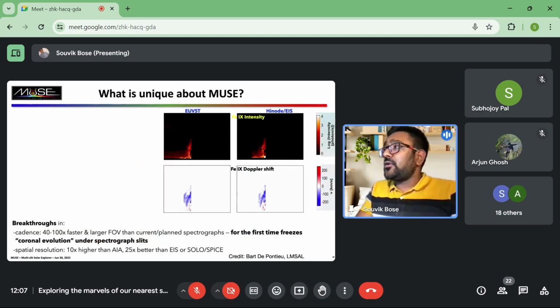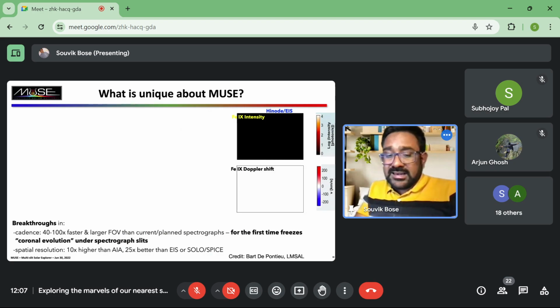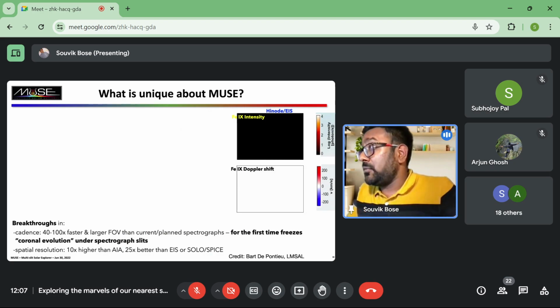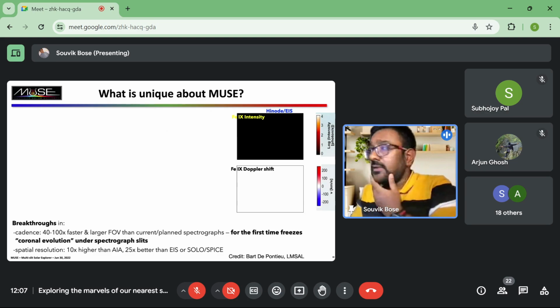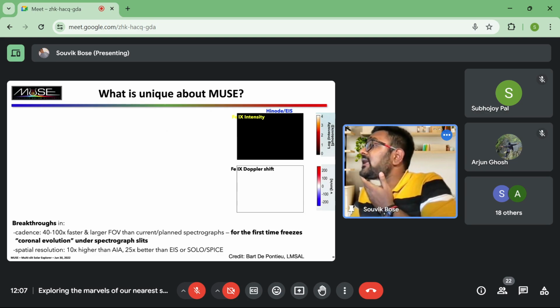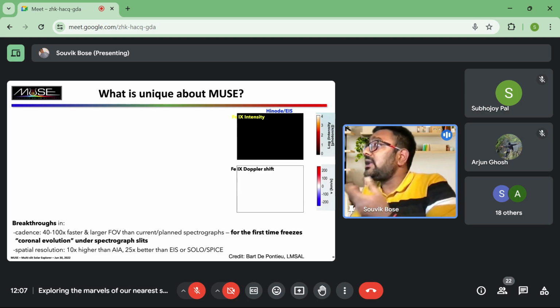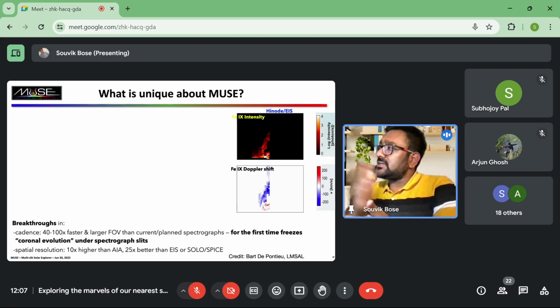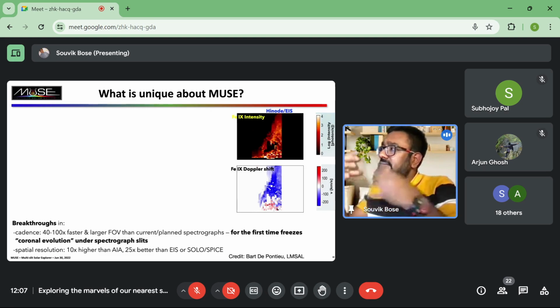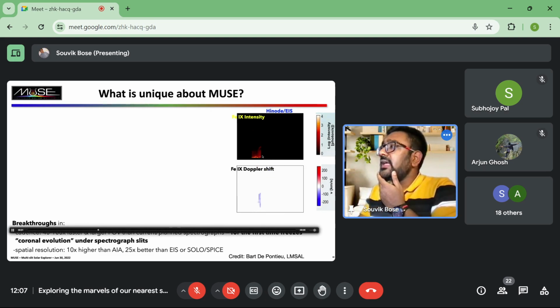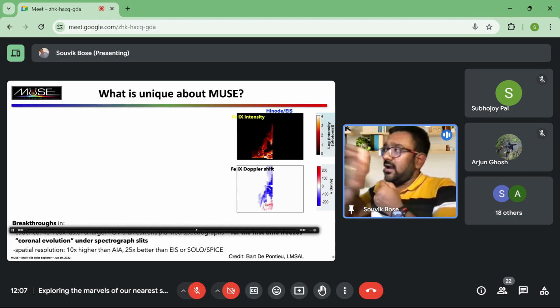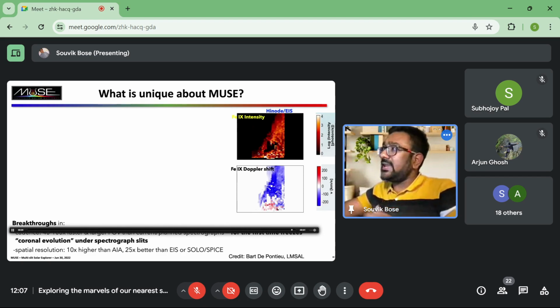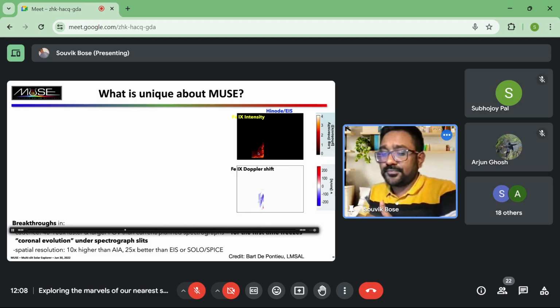And what is unique about MUSE? Now, let me show you a very interesting movie. This is my final slide, I guess. So the Hinode EIS is basically like IRIS, which has a single slit, right? Now, if it is going to cover a certain field of view, let's say a flare is going on, it needs to raster like IRIS. It needs to go back and forth, and it takes time to build up the field of view.